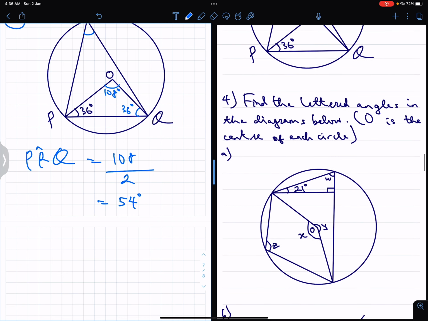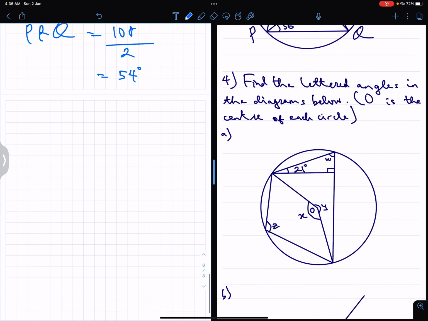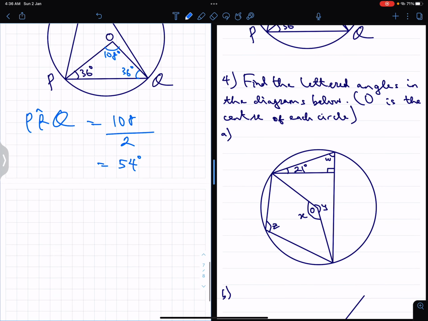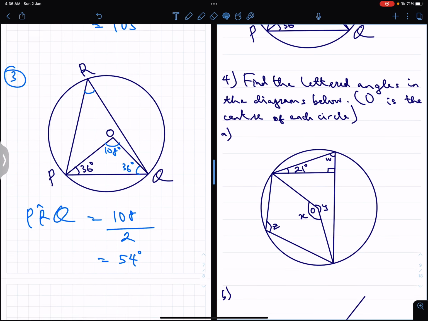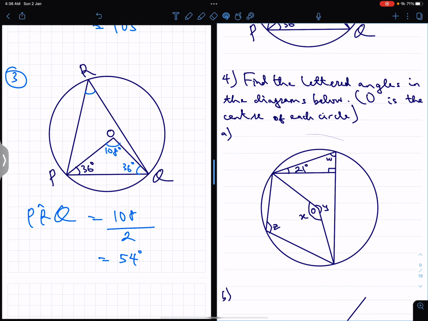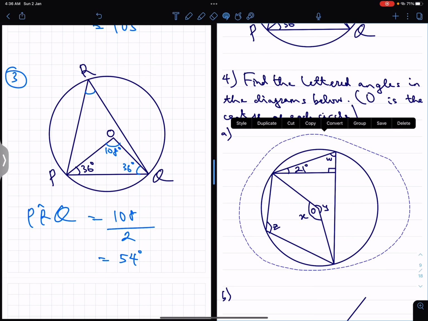Now to the next, which is number 4. Number 4 says, find the lettered angles in the diagram below. O is the center of each circle. Now we go straight to that. Let me copy question A. That's 4A.